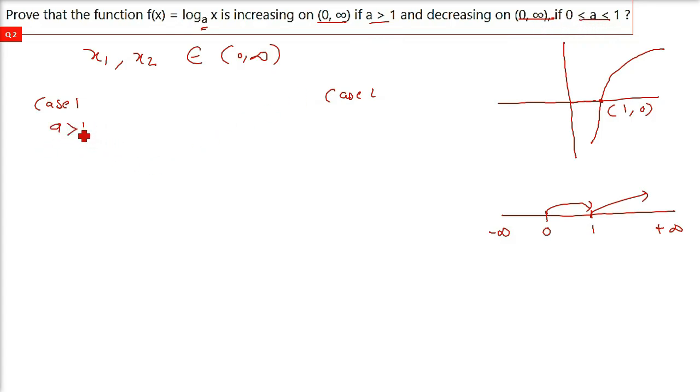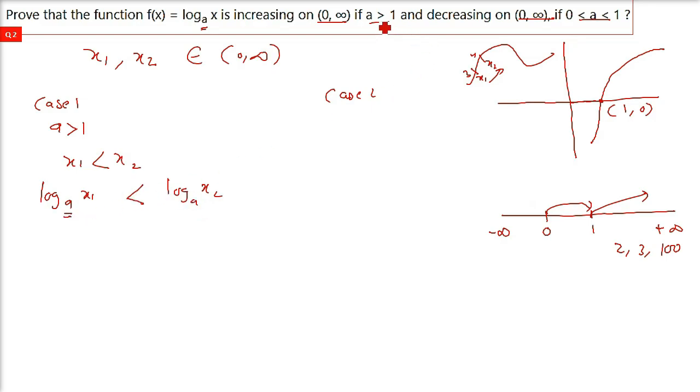So if a is greater than 1, it is increasing. We are talking about a being 2, 3, 100, a lakh, 10 lakh, that is the base of log. So we are assuming that x1 is less than x2. If this is increasing, we are taking these two points, and x1 is lower than x2. So if x1 is less than x2, we take log of x1 and log of x2, just putting log in front of x1 and x2, but the base is a. Since a is greater than 1, log of x1 and log of x2 will follow the same relationship.